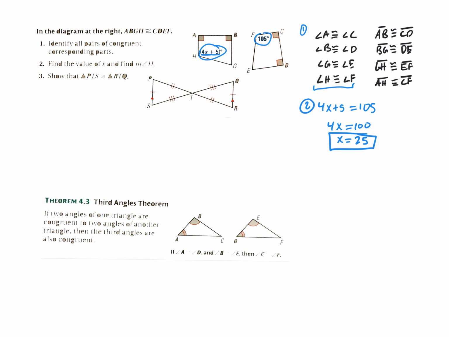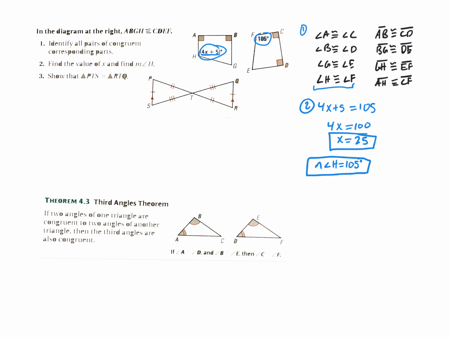But then they also asked what is the measure of angle H? Well, the measure of angle H must be the same as the measure of angle F, and I know it's 105. So I can say the measure of angle H is equal to 105 degrees.